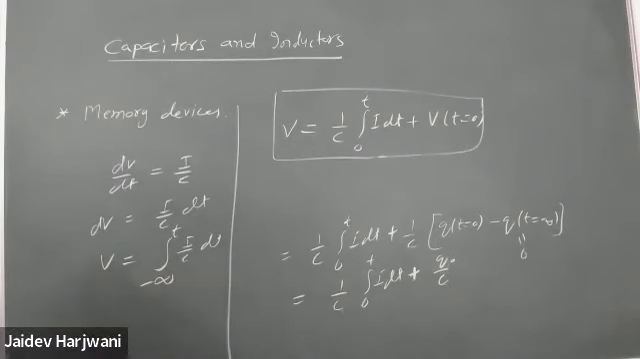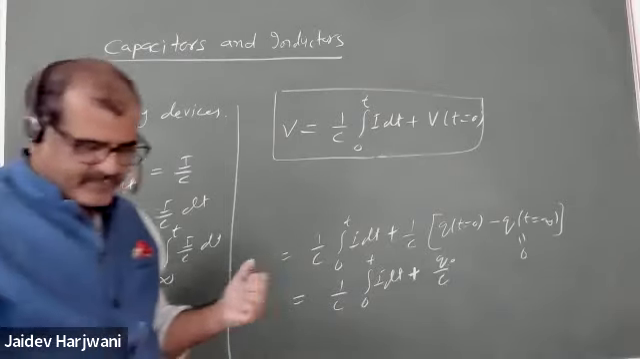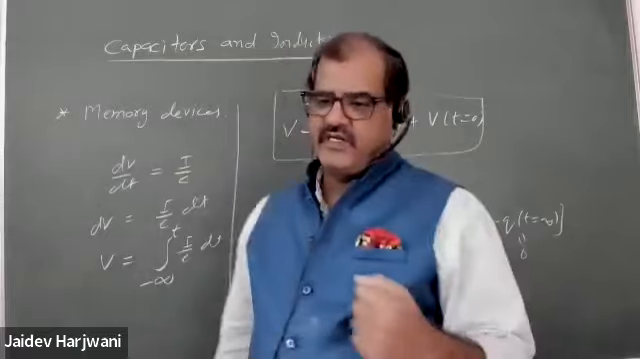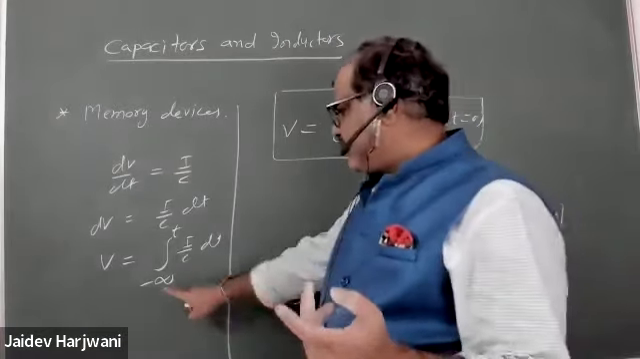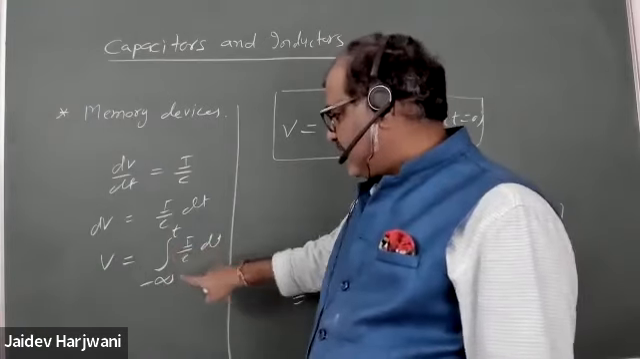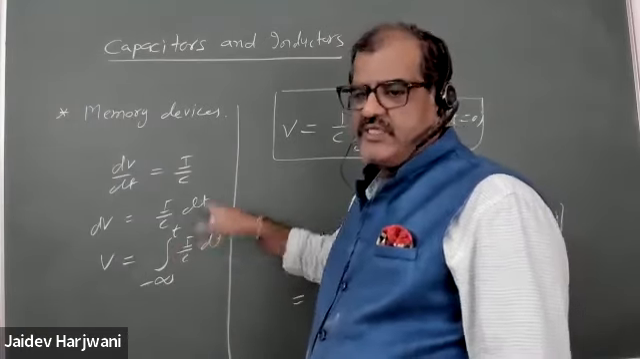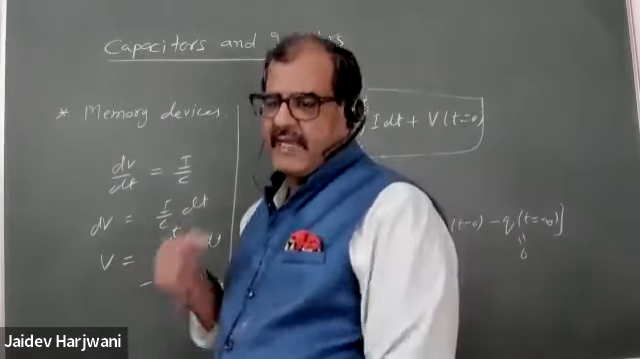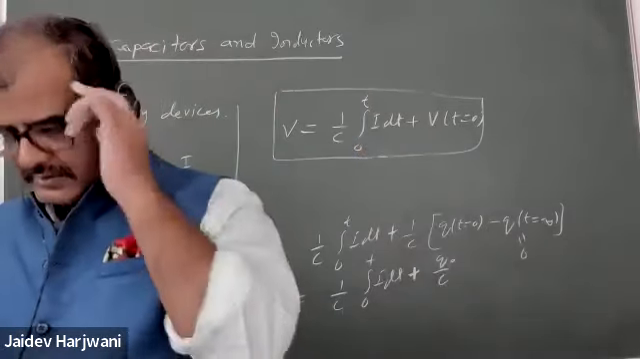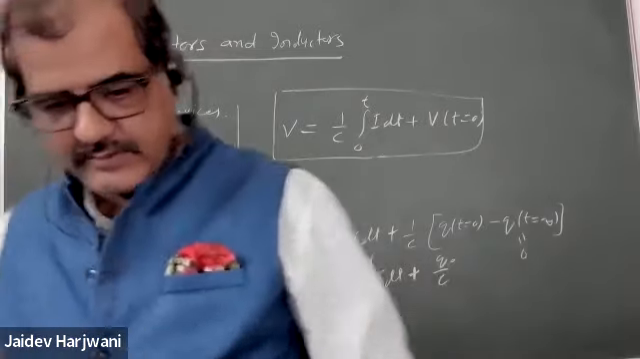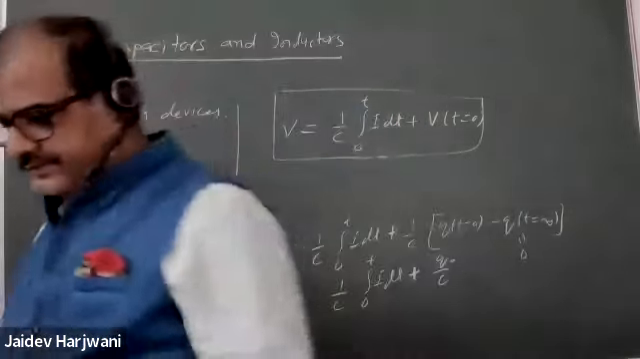Okay, so what I have done, minus infinite to zero. You can write T zero time. If you are starting the experiment at T zero time, then you can put the limit minus infinite to T zero time, and then T zero to T. So T zero time I am taking as zero. When I am starting charging, I am taking that time as T is equal to zero. If this point is not clear, please let me know.